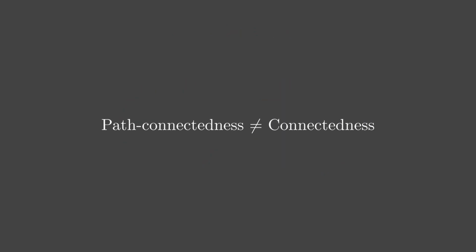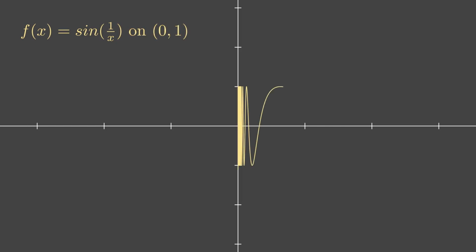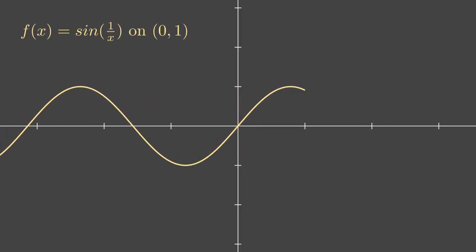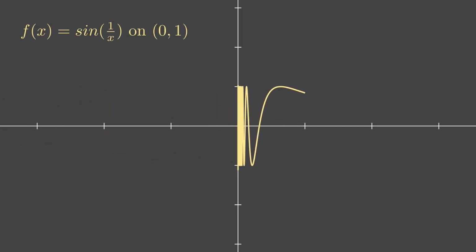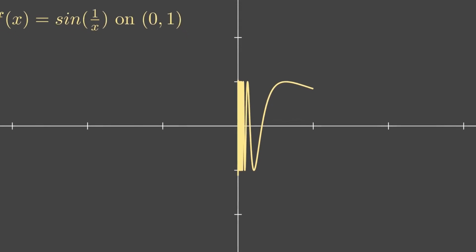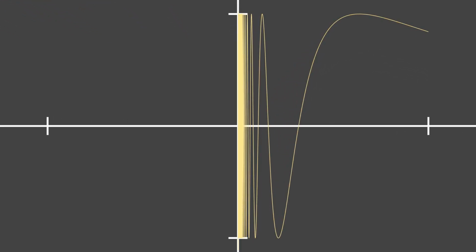Shockingly, path connectedness is not the same as connectedness. Here is a famous example of a space that is connected but not path connected. We will draw the function sine of 1 over x on the open interval 0 to 1. You can think of this function as taking the normal graph of sine and squeezing all of its infinite oscillations into the interval 0 to 1. Notice how the graph oscillates an infinite number of times as our x value approaches 0. This graph is clearly connected because it can be stretched out into a line, which is connected.